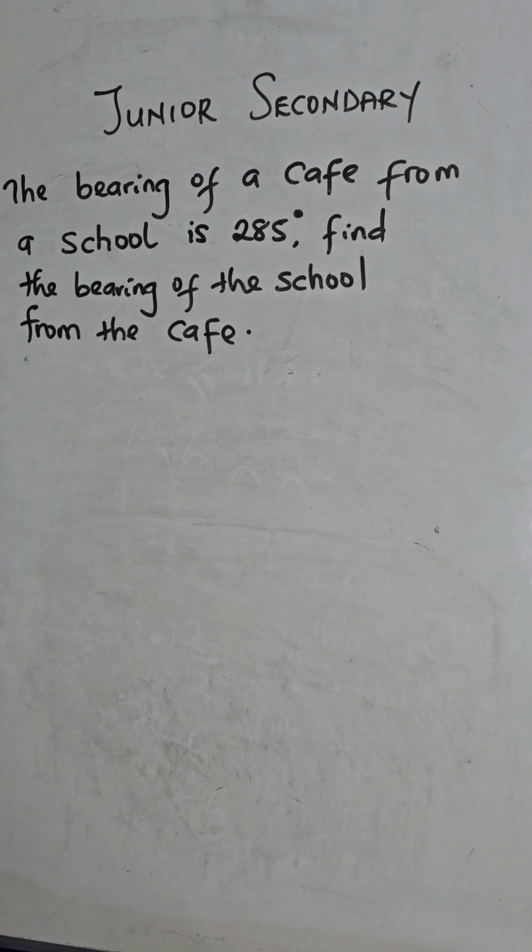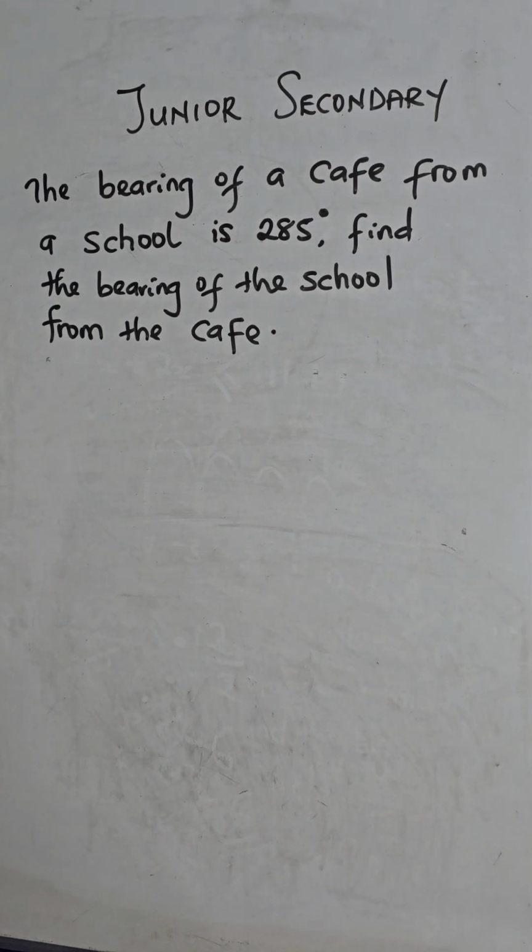It's a grade 9 mathematics problem. It says the bearing of a cafe from a school is 285 degrees. Find the bearing of the school from the cafe, meaning find the reverse bearing. Take a moment to pause the video and try to attempt the problem, and then play to cross-check your work.